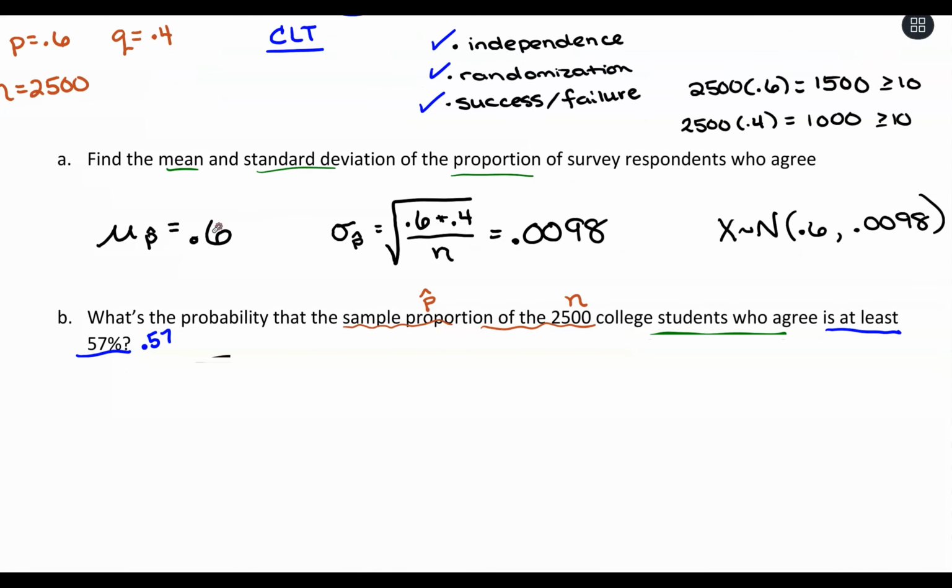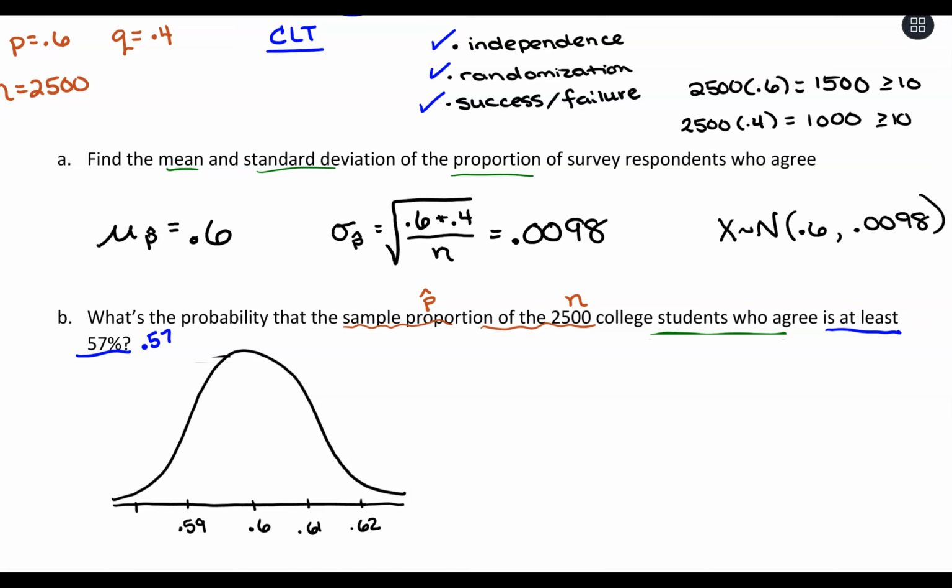So now that we have our distribution set up, we have our mean and standard deviation. We should know what this bell-shaped curve looks like, and we can even start to draw a picture before we go into any technology. We're going to have 0.6 in the middle. Then let's look at 2 standard deviations above and 2 standard deviations below. I'm going to round here where we're using 0.0098 and call that 0.01, so 0.61, 0.62, and 0.59, 0.58.